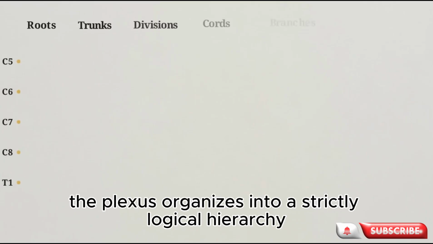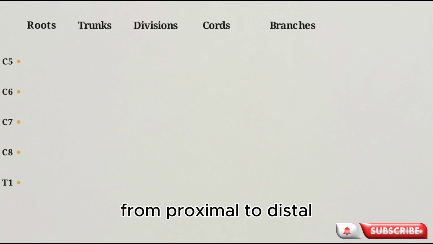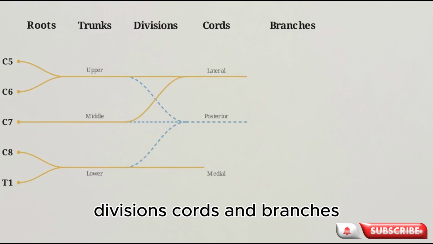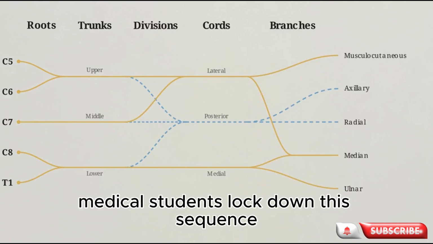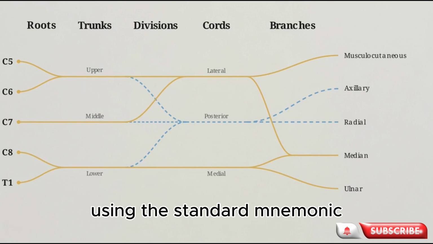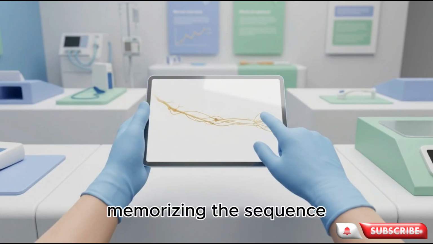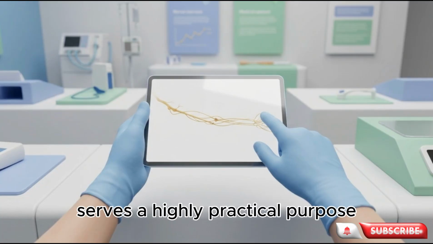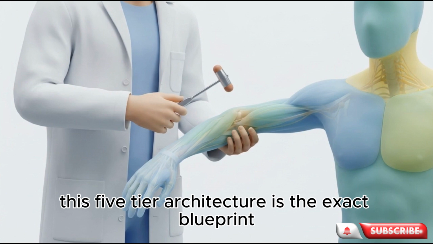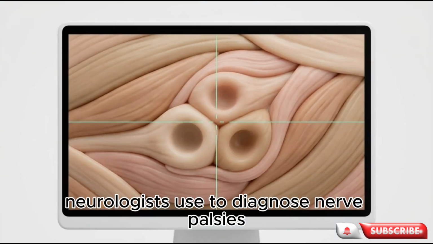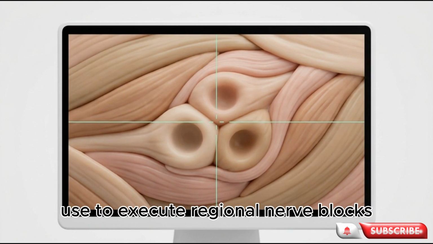To manage that massive data flow, the plexus organizes into a strictly logical hierarchy. From proximal to distal, nerves merge and split through roots, trunks, divisions, cords, and branches. Medical students lock down this sequence using the standard mnemonic, "Randy Travis drinks cold beer." Memorizing this sequence serves a highly practical purpose. This 5-tier architecture is the exact blueprint neurologists use to diagnose nerve palsies and anesthesiologists use to execute regional nerve blocks.